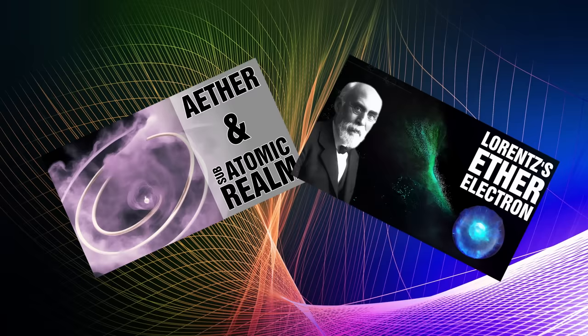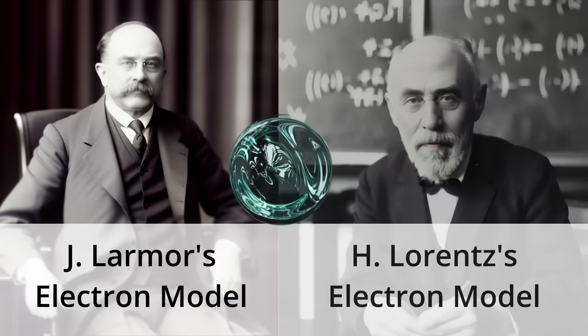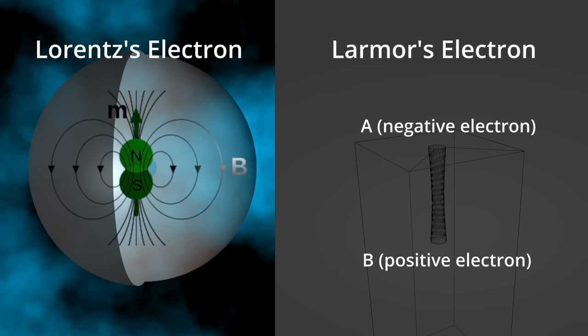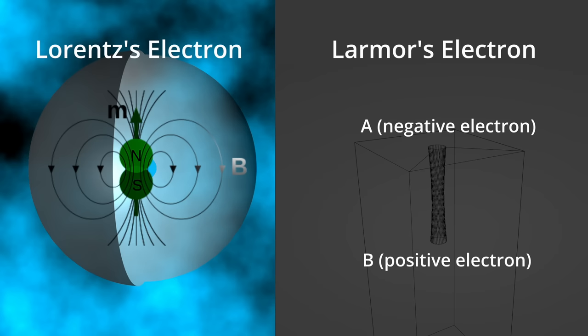Welcome to the final installment of our series exploring the fascinating world of the ether-based electron models. In our previous episodes, we delved into the intricacies of both Lorentz's and Larmor's electron models, uncovering their unique perspectives and contributions. Now, in this concluding part, we will compare these two models side by side and draw insightful conclusions about their strengths, limitations, and their impact on the development of theoretical physics.